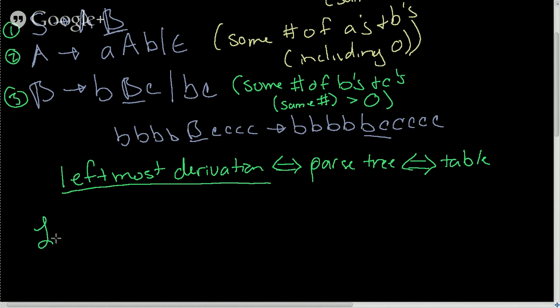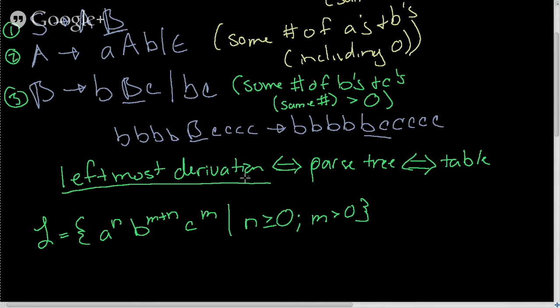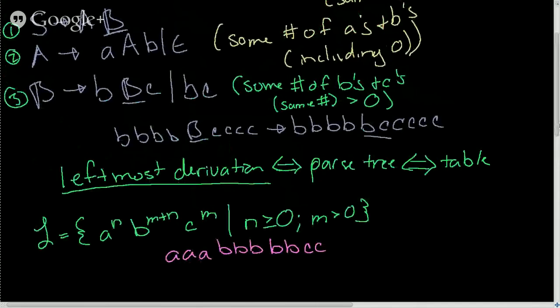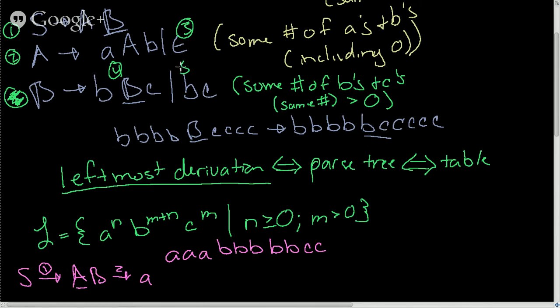So again, our language was A to the N, B to the M plus N, C to the M, such that N is greater than or equal to 0 and M is greater than 0. So let's create the string A, B, B, B, B, B, C, C. And we'll use the leftmost derivation. So I start with S, and my rule 1, and this is how you do the notation for leftmost derivation, says that S goes to AB. Oh, I have to number these differently. Hang on. Let me do this a little different. So this is rule 1, this is 2, this is 3, this is nothing at all, this is 4, and this is 5. That'll help us a little bit.